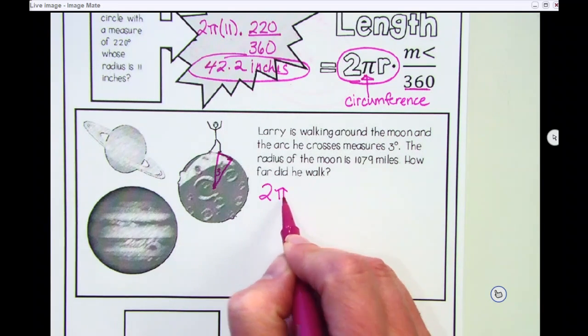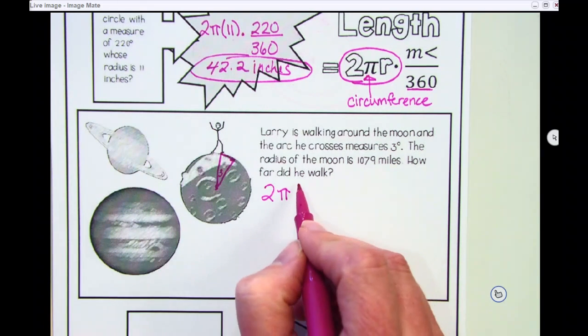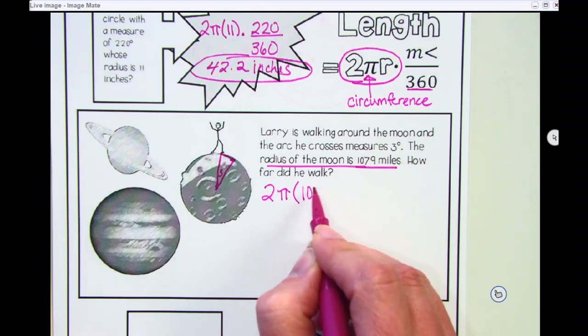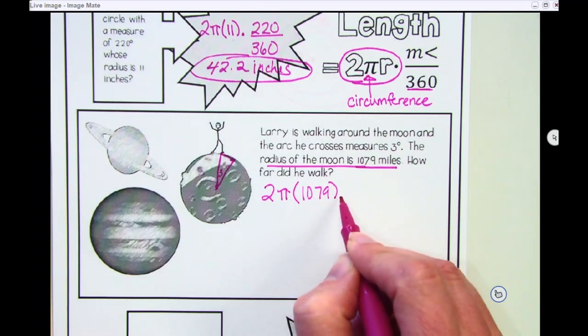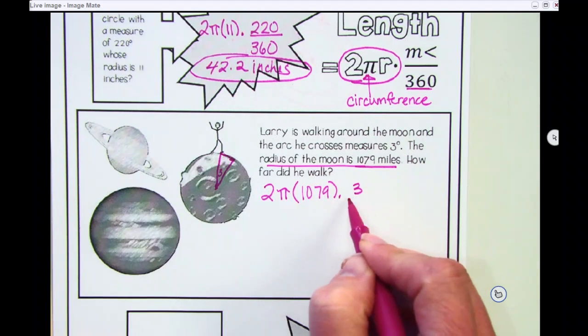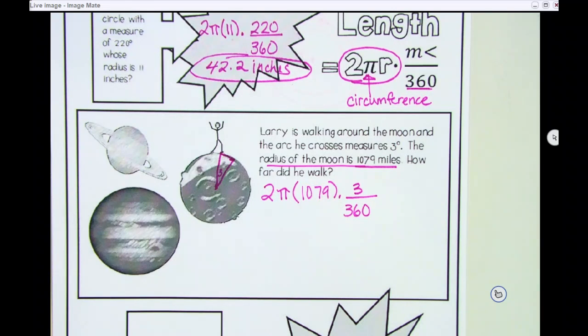2 pi. What's our radius? Yeah, the radius of the moon is 1079 times the measure of the angle, which is 3 over 360. I'll grab my calculator.